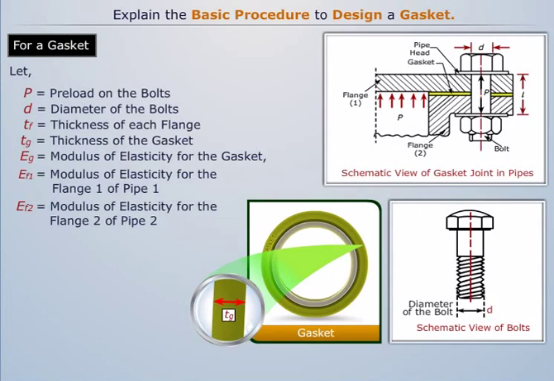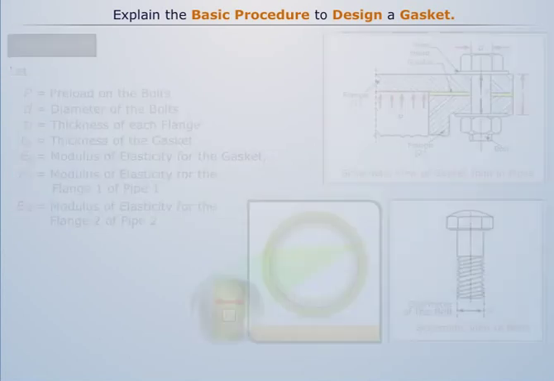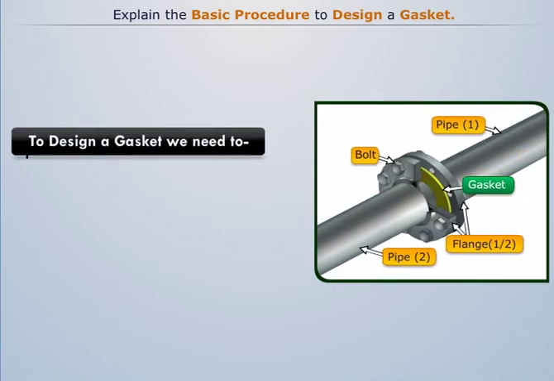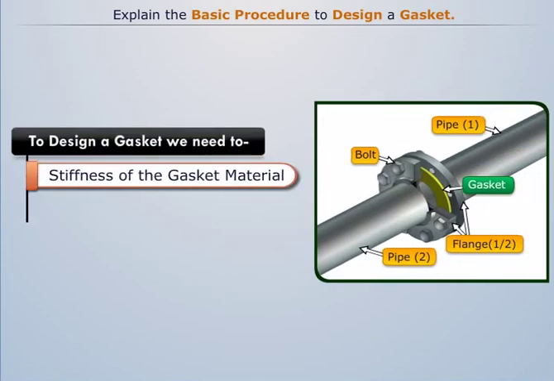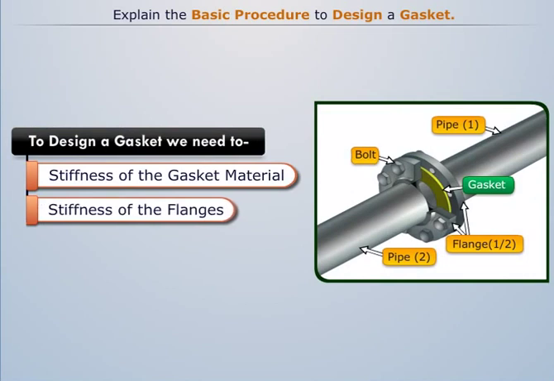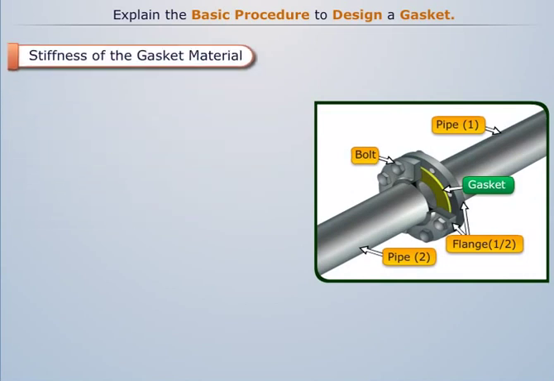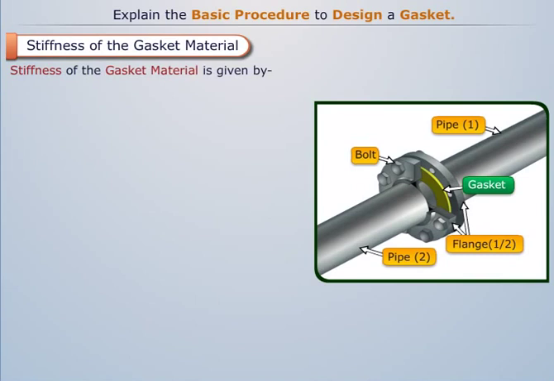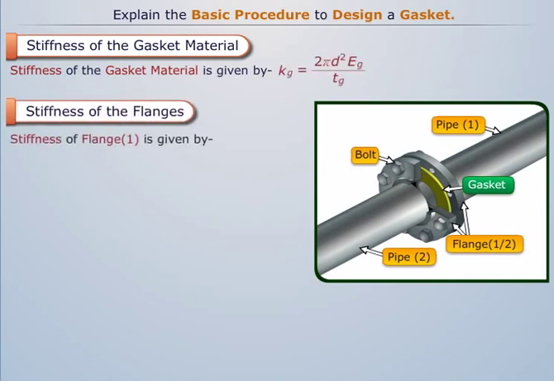Let's now understand the basic procedure to design a gasket. In order to design a gasket, we need to determine the stiffness of the gasket material and stiffness of the flanges. Stiffness of the gasket material is given by, stiffness of flange 1 is given by, stiffness of flange 2 is given by.